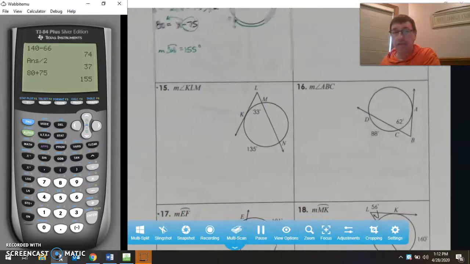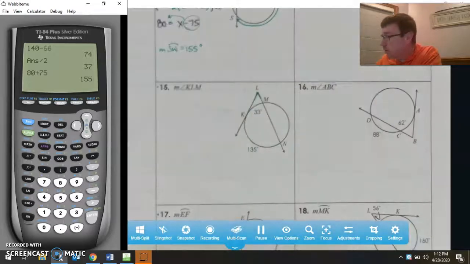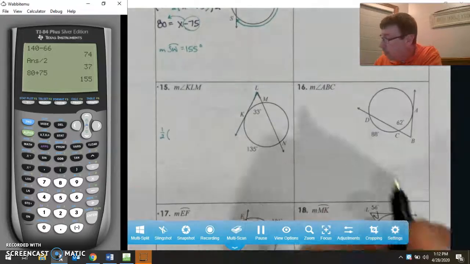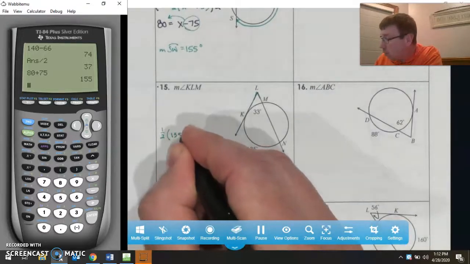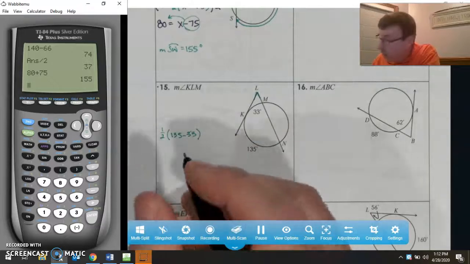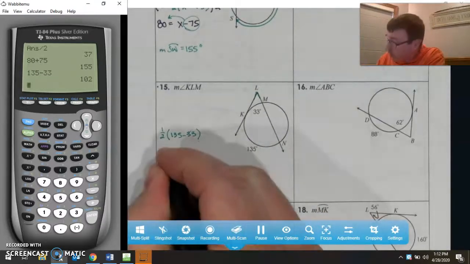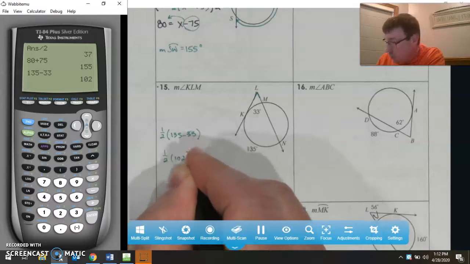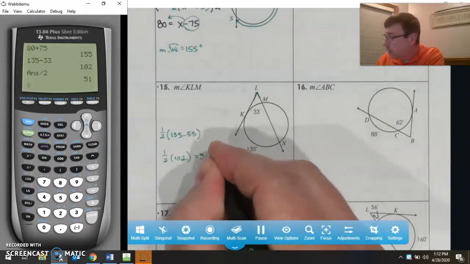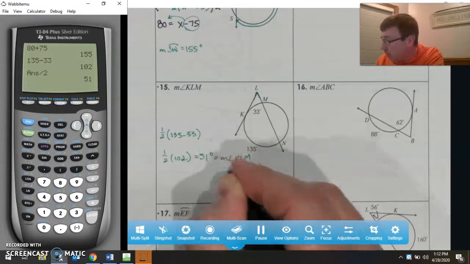Now if we take a look at number 15, we're looking for the measure of the angle again. This one will be 1/2 of 135 minus 33. 135 minus 33 is 102. Divide that by 2, we'll get 51. That'll be the measure of angle KLM.